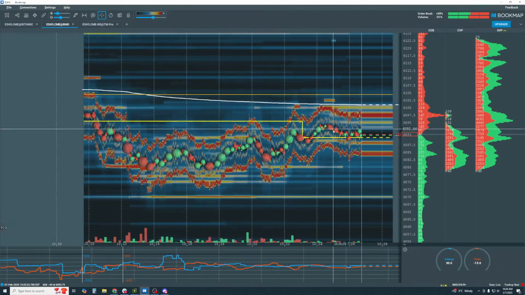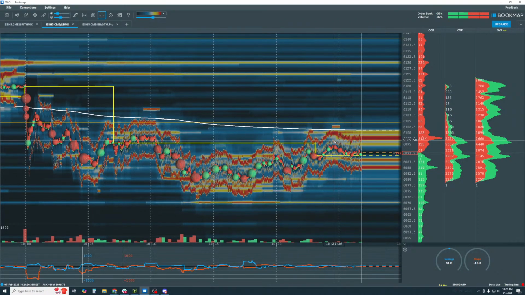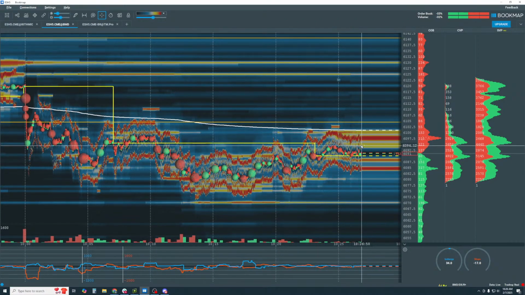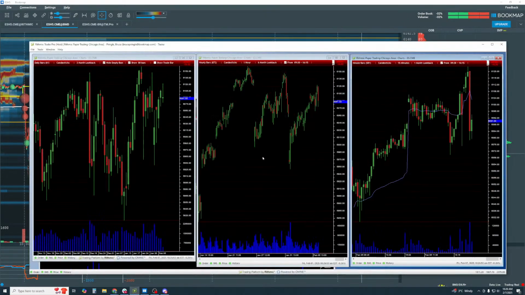So now this is where you have to kind of look at the order flow in some of these areas in here with your higher time frame filter. You can also just look at your candlestick charts. Okay, we have the daily, hourly, and 15-minute here.